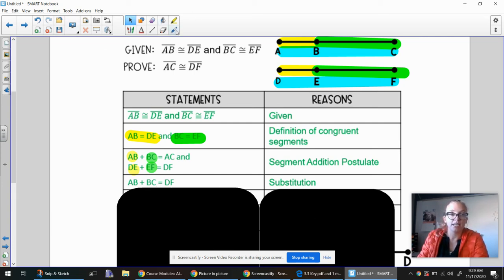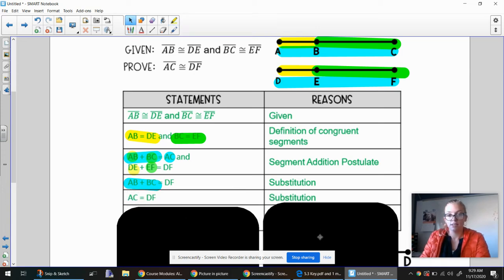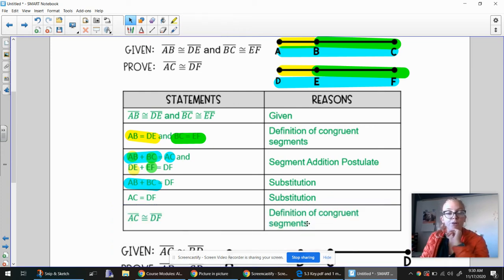Now we're going to substitute again. This time, we know that AB plus BC equals AC, so we're going to substitute AB plus BC with AC. That's also substitution. Now we can get to the end of our proof and use the definition of congruent segments to prove that the two segments are congruent. We have reached our proof statement.